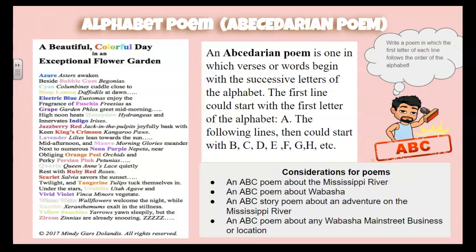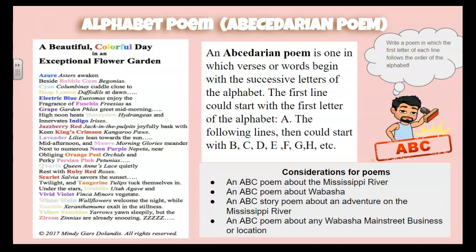Another type of poem that is very similar to the acrostic poem is the abecedarian poem. So you take any topic and you write a poem about it using the ABCs. So your poem is going to be 26 lines. It could be one stanza. You could break it up into multiple stanzas. That's up to you. But you just follow the alphabet as you write your poem.